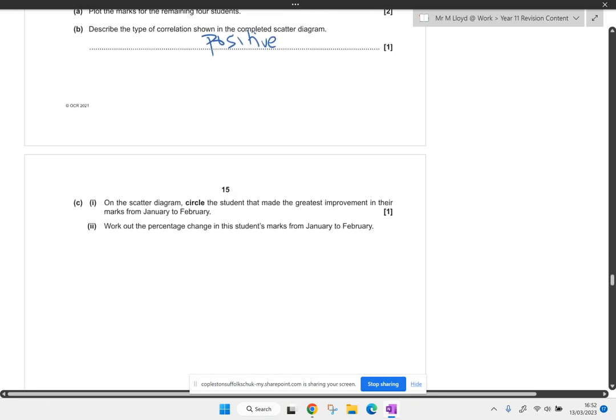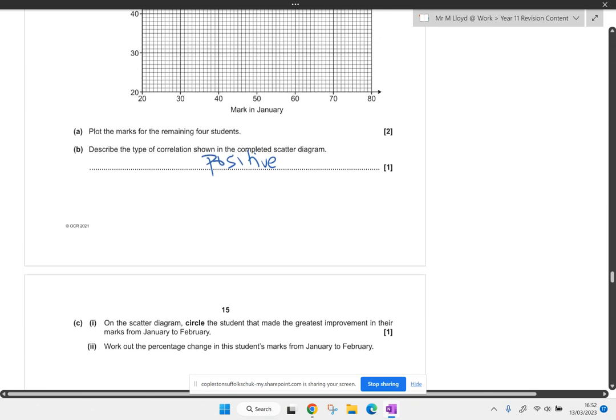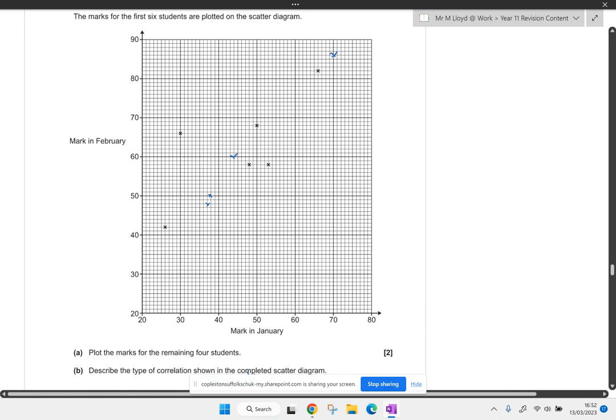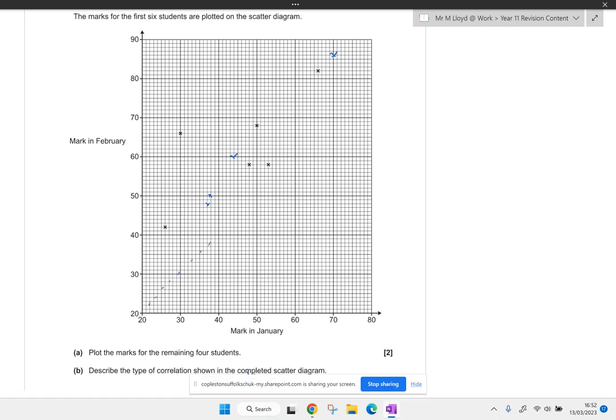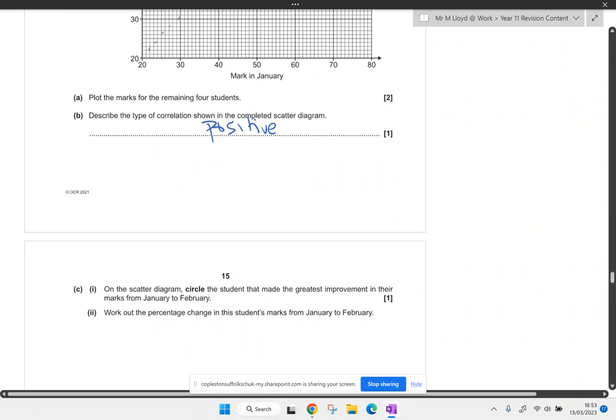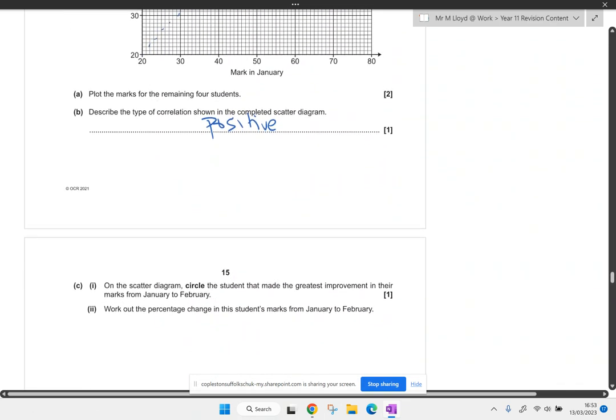On the scatter diagram, circle the student that made the greatest improvement in their marks from January to February. So I would say that's the one furthest away from the line. If I had a ruler, I would be drawing a straight line all the way across. And the person furthest away there is that one there. So they got 30 and they've improved all the way up to 66. On the scatter diagram, circle it. Yeah, done that.